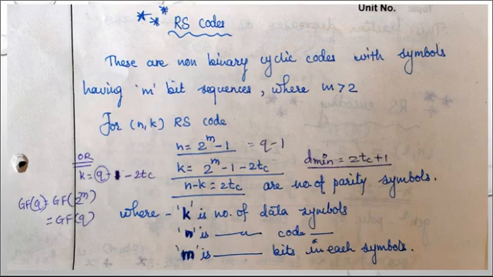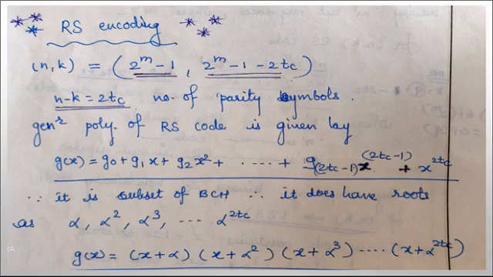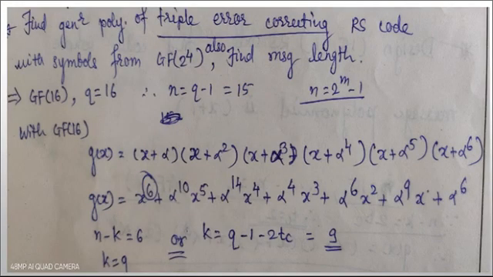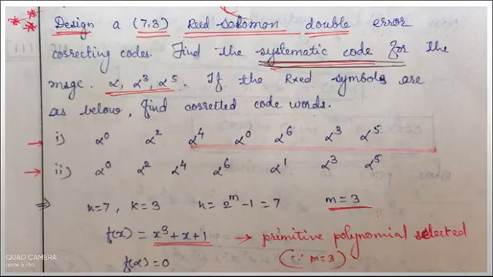So for discussing what exactly RS decoding is, let's take the help of a problem statement. I will refer to one problem which was asked in a university question paper for almost 9 marks. So we will discuss this problem. It is asked: design a (7,3) Reed-Solomon double error correcting code.